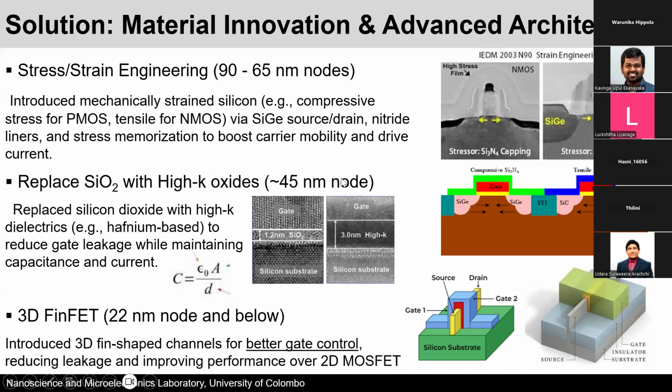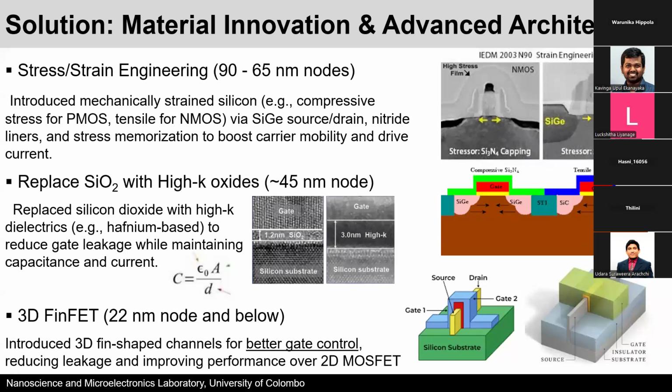The second innovation actually came around the 45 nanometer node. Again, I'm referring to this node as this can also be thought of as the channel length very closely, right? So you can replace the silicon dioxide gate oxide here with high K dielectrics. If you have a high K dielectric, you can make it thicker. If this is thicker, but the epsilon is larger, then you can have the same capacitance and you can keep the same current.